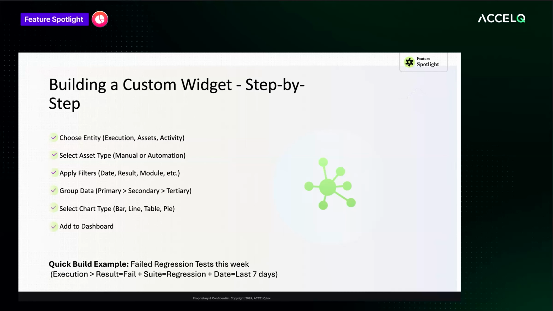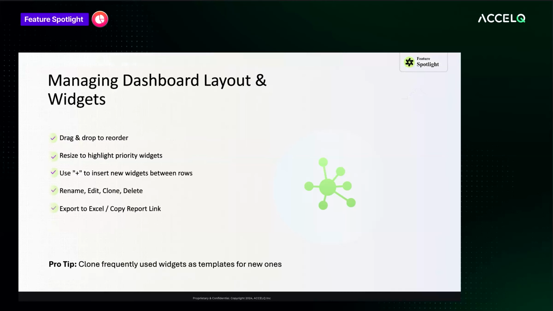One quick build example that you have here is, let's say, failed regression tests this week. That's the English. If you want to put it into technical terms, you are interested in executions which have status failed. You want to pick a very specific suite. The suite type is regression. And you are only interested in the last 7 days of execution. Of course, once we come to the demo, it will become very clear to you all.